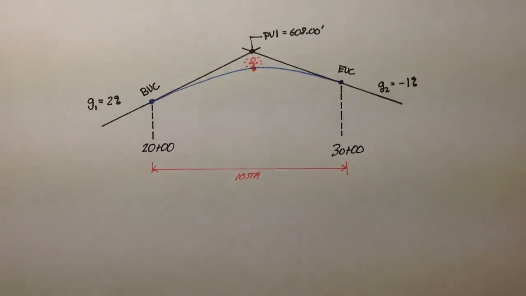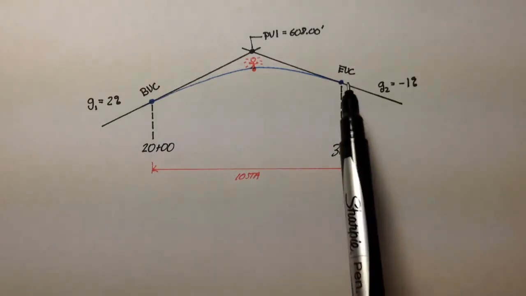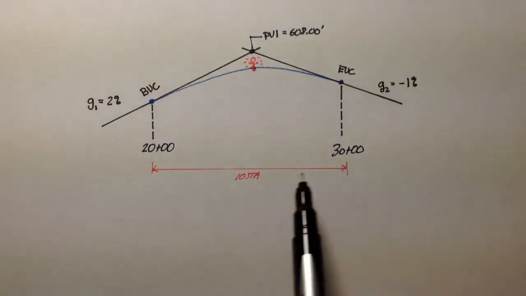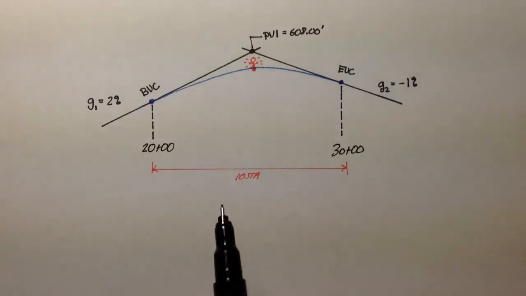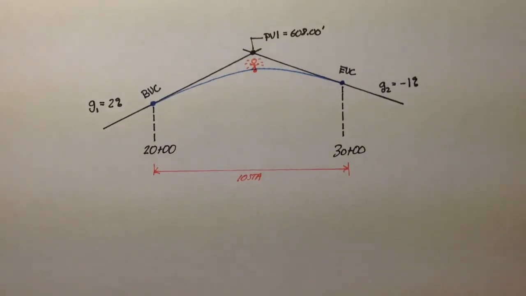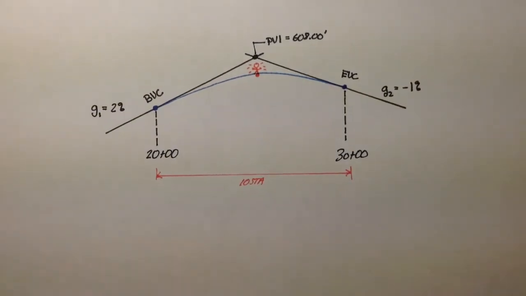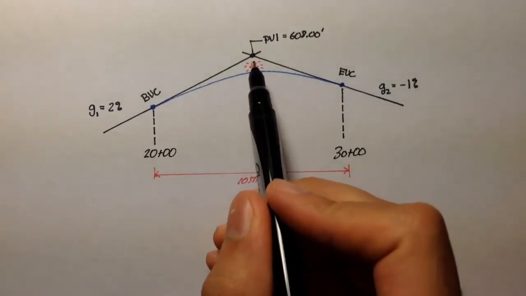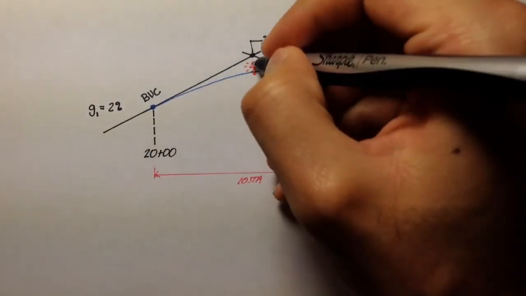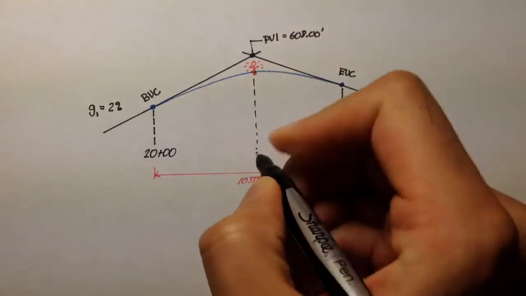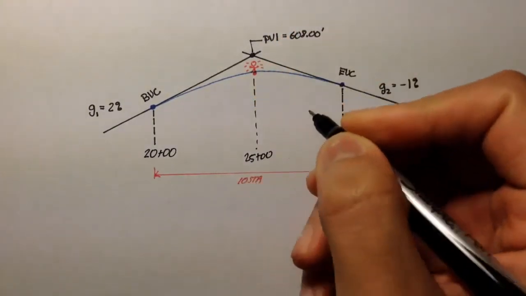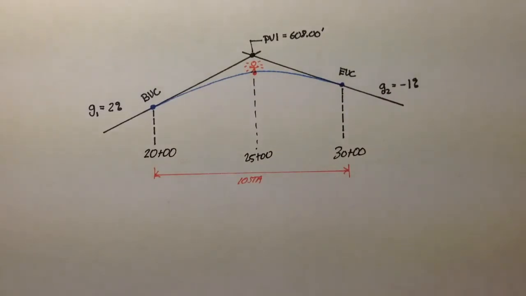The first question was to find the elevation of BVC, the beginning of vertical curvature. That's located at station 20 here, and the end of vertical curvature is located at station 30. That means the length of this vertical curve is 10 stations. We can find the elevation of BVC and EVC pretty simply. We know the elevation of PVI and we know the grade. We also know that PVI is located at 25+00, at the middle of this vertical curve.